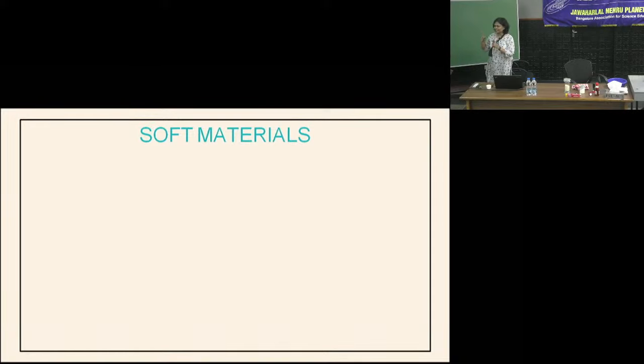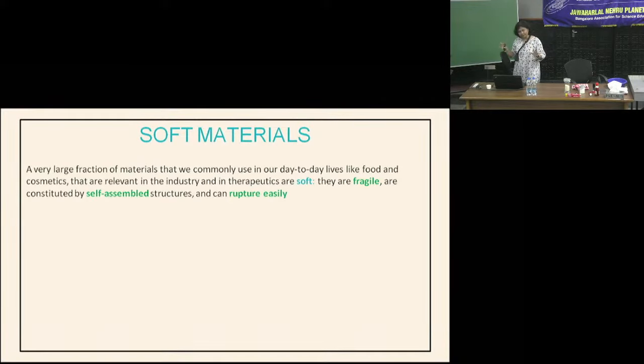But the difference between a soft glass and a real glass is that while in a real molecular glass the dynamics slow down when you quench the temperature really fast, here the dynamics slow down when you increase the volume fraction very fast. These are very entropic systems. Volume fraction is inverse to the temperature in this case. Most of the materials that you see around you are actually soft.